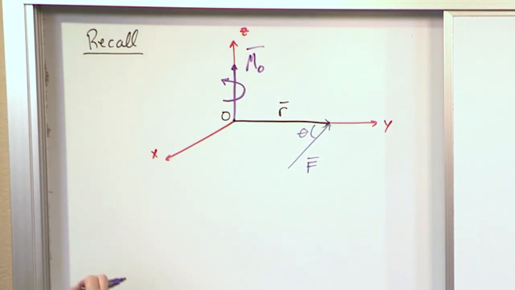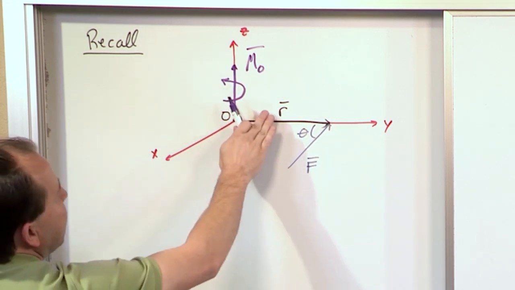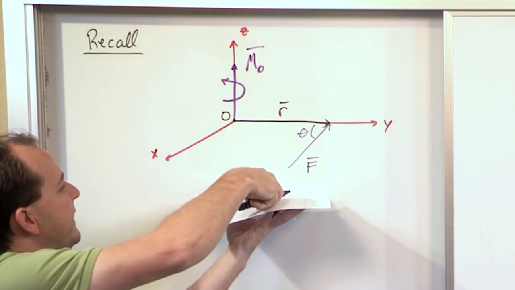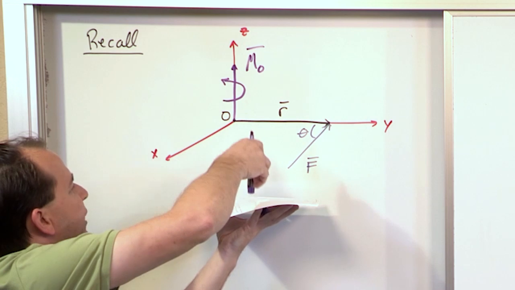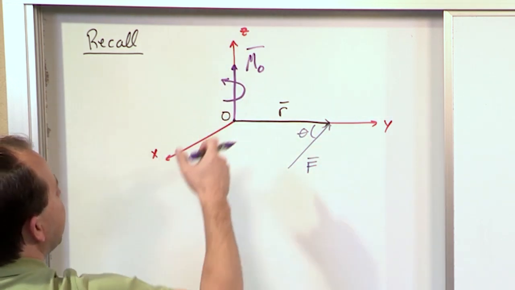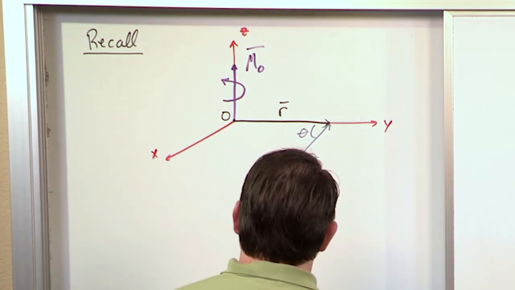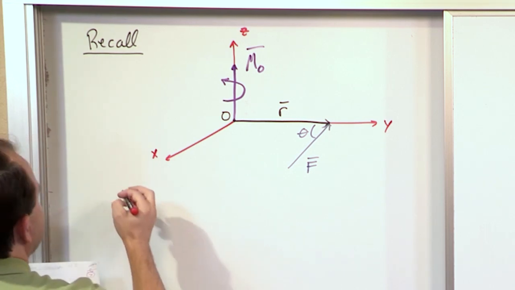The actual moment vector is oriented perpendicular to the plane that contains these two vectors. It's like a sheet of paper: the r vector and the F vector pushing on it are in this plane, and the moment comes out of the page, with an arrow to signify the rotation. This is all review, stuff you should remember from before, but let's go a step further.